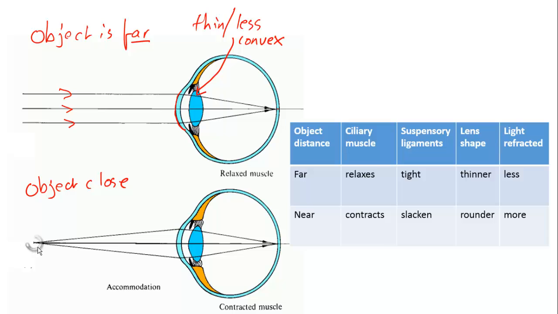Here we have a close object, and you can see that the rays are divergent coming off that object, and if we want to focus those rays back to be convergent to the back of the eye, we've got to bend this light more or refract this light more. This is the process of accommodation. How does the eye do this?